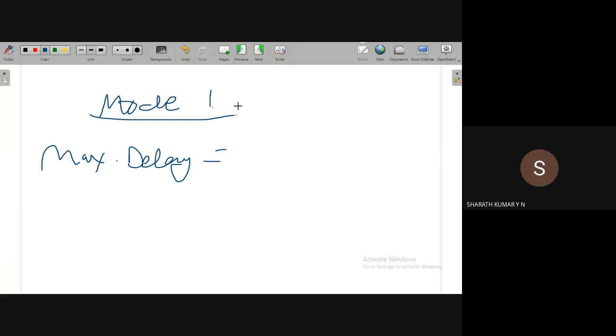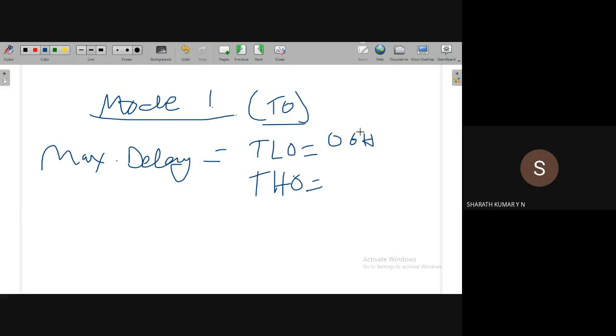Let us say, for example, we are using timer 0. The same thing applies to timer 1. When both bytes of a timer, the lower byte as well as the upper byte, are initially set to 00H and 00H. It is not 06, it is 00. Initially, when it is set to 00H and 00H, it can generate maximum delay.